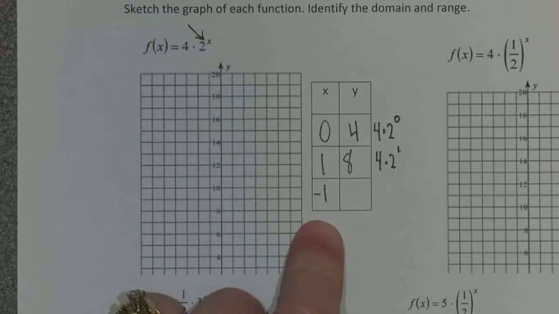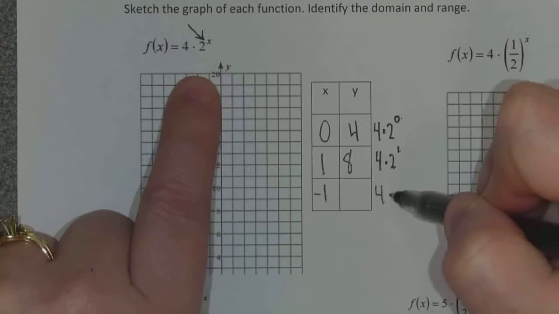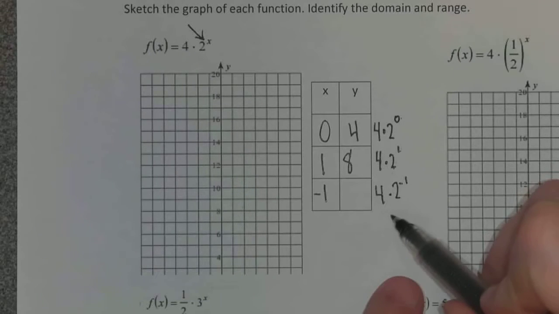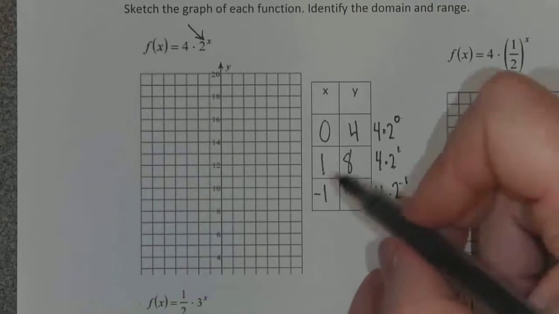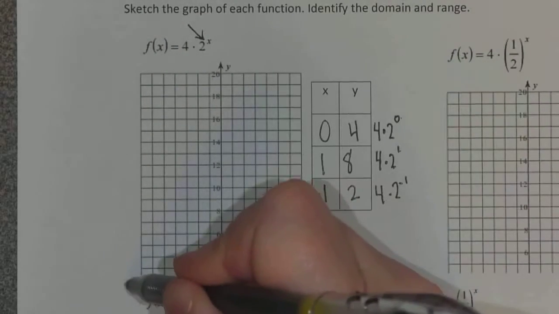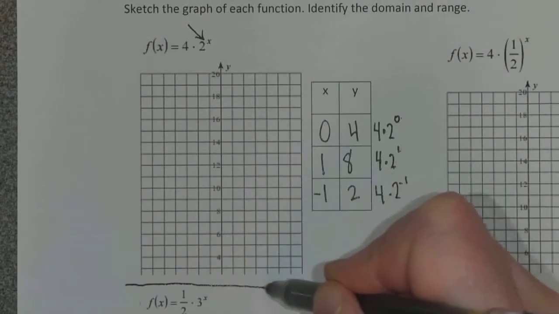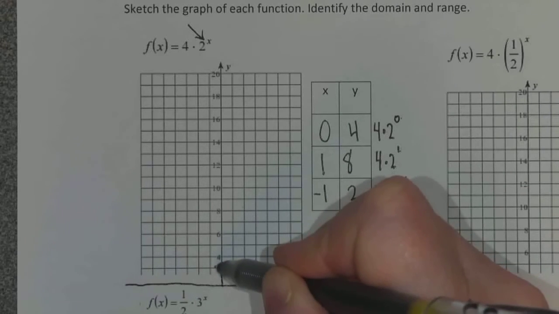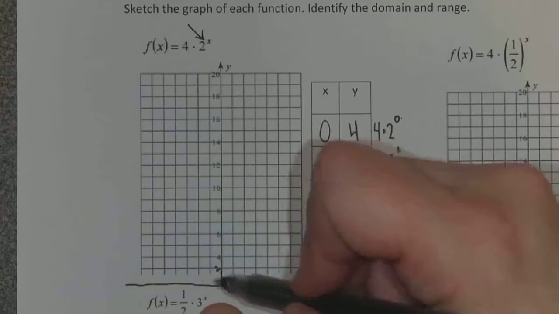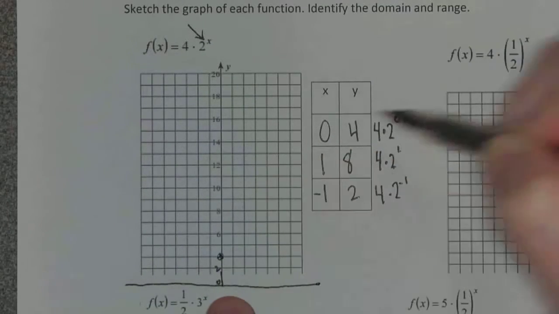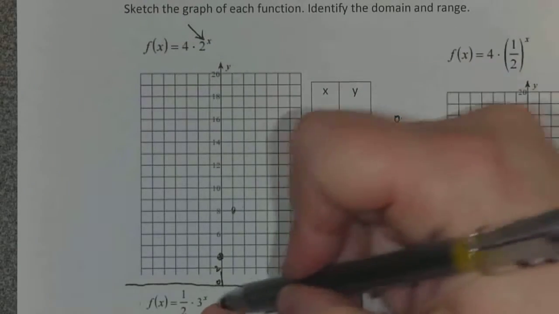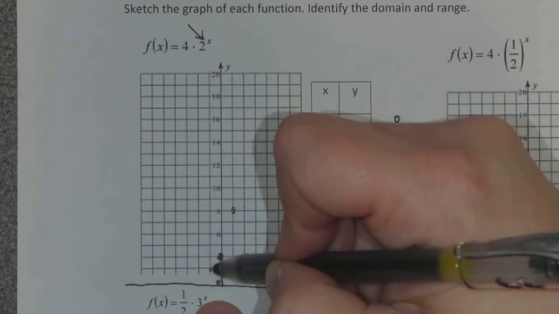Then I'm going to put in negative 1. So 4 times 2 to the negative 1 power. 2 to the negative 1 power is 1 half. 1 half times 4 is 2. So then I'm just going to graph those ordered pairs. If you notice, the graph paper got messed up down here, so just take a look at it and finish it the best you can. So you're over 0, you're up 4. You're over 1, you're up 8. And you're over negative 1, and you're up at 2.